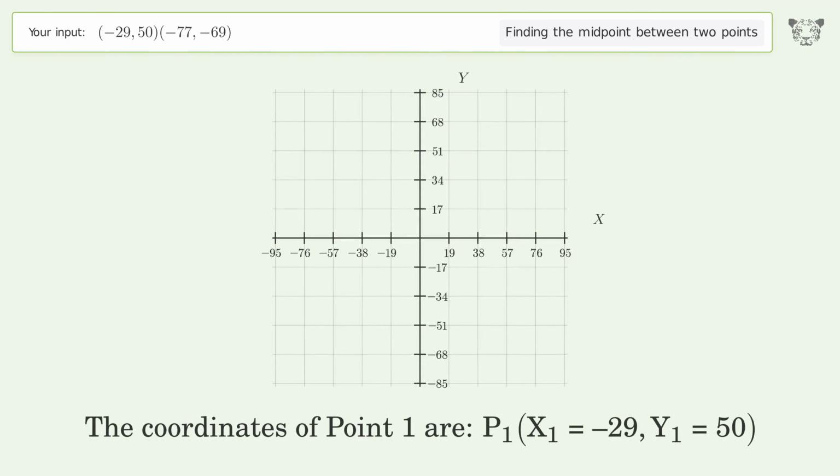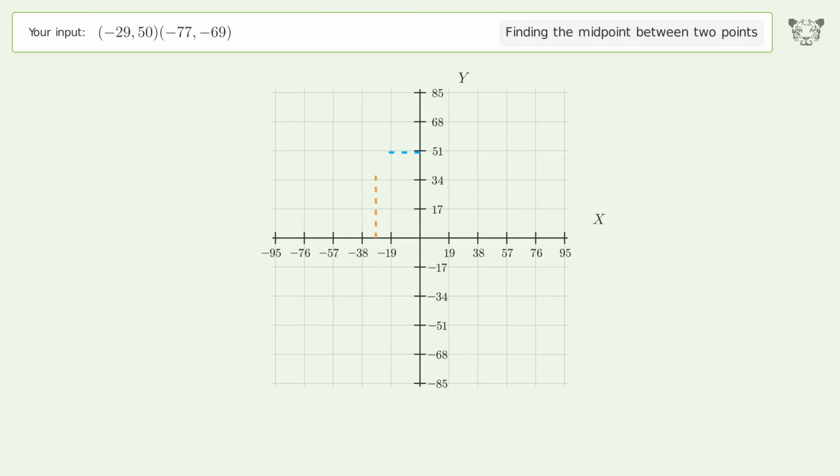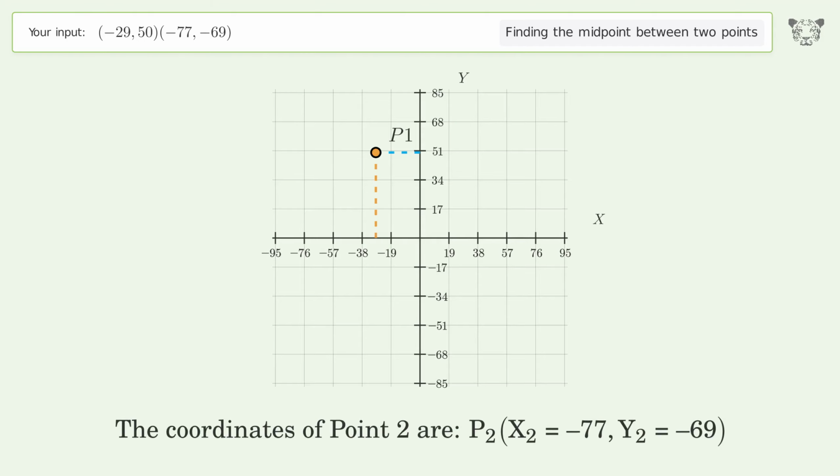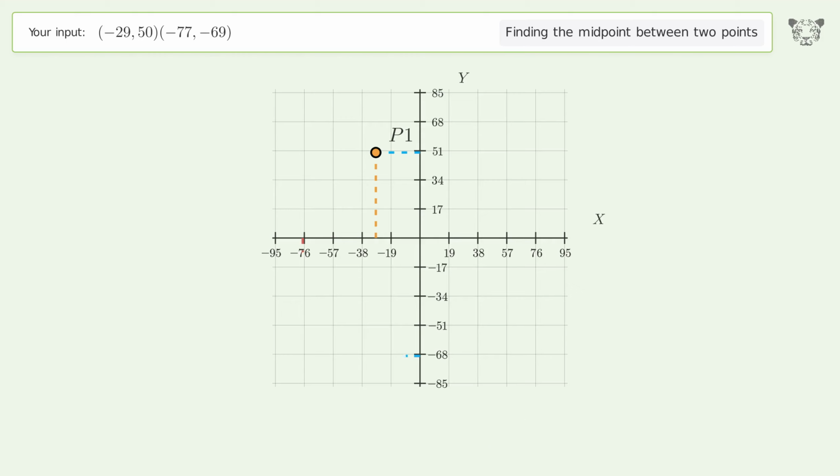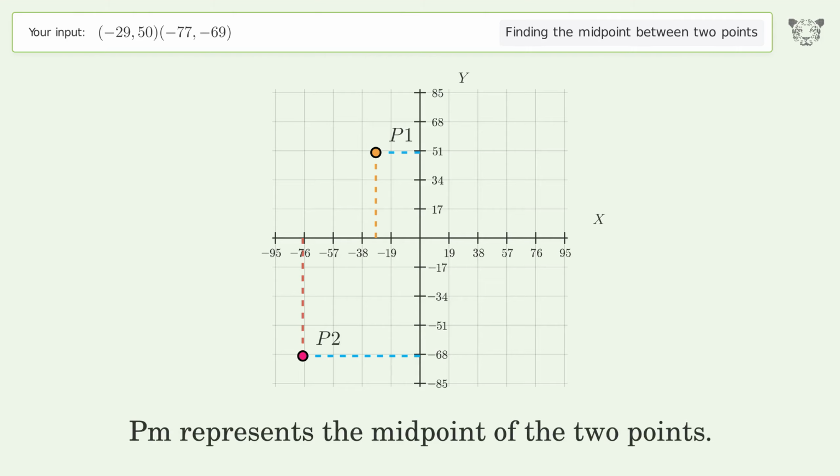The coordinates of point 1 are, x1 equals -29, y1 equals 50. The coordinates of point 2 are, x2 equals -77, y2 equals -69. PM represents the midpoint of the 2 points.